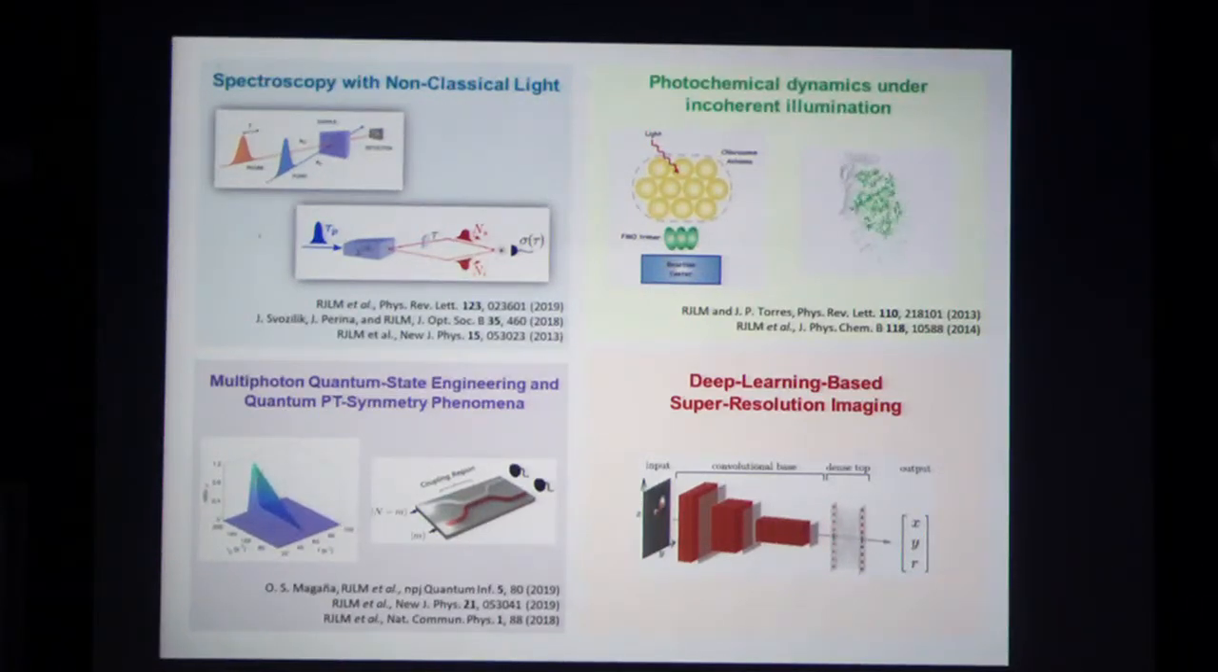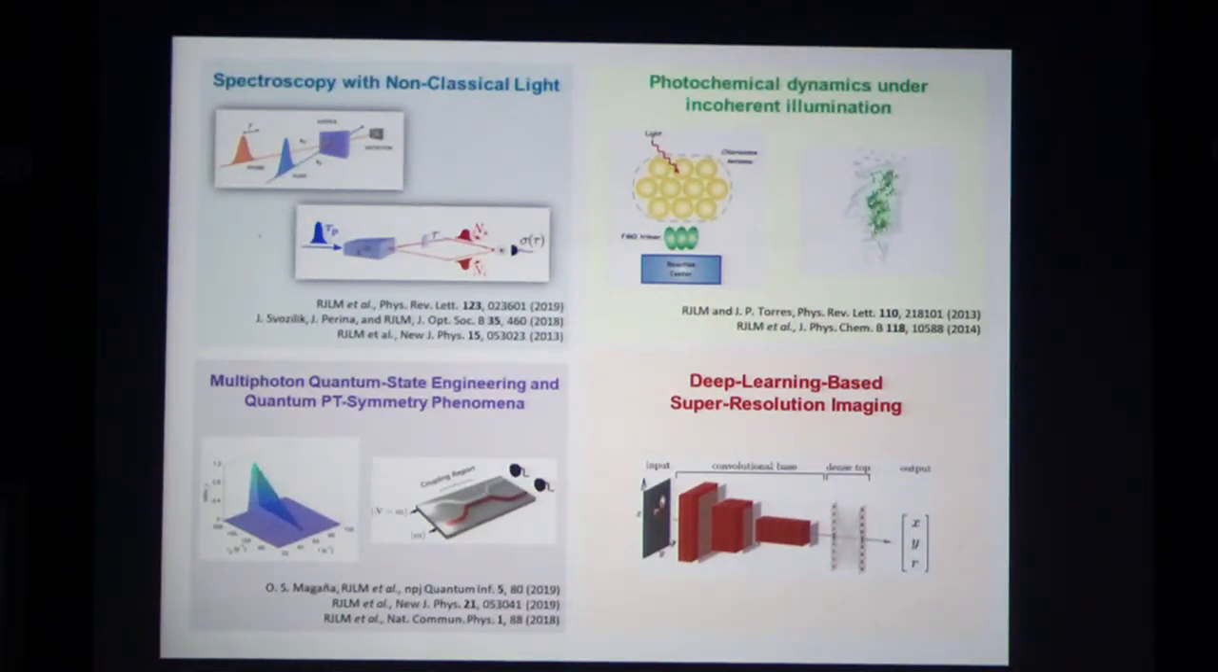So this is more or less the work that we do. It can be divided in these four big sections. One of them, as I told you, is spectroscopy using non-classical light. Here, what we try to do is to exploit quantum correlation between pairs of photons in order to get information about a biological sample or a chemical sample. Another part that we work on is photochemical dynamics under incoherent illumination. Basically, here we are trying to find new ways of producing organic materials for organic photovoltaics. That is, how can we structure new materials in order to get the best efficiency that we can get.